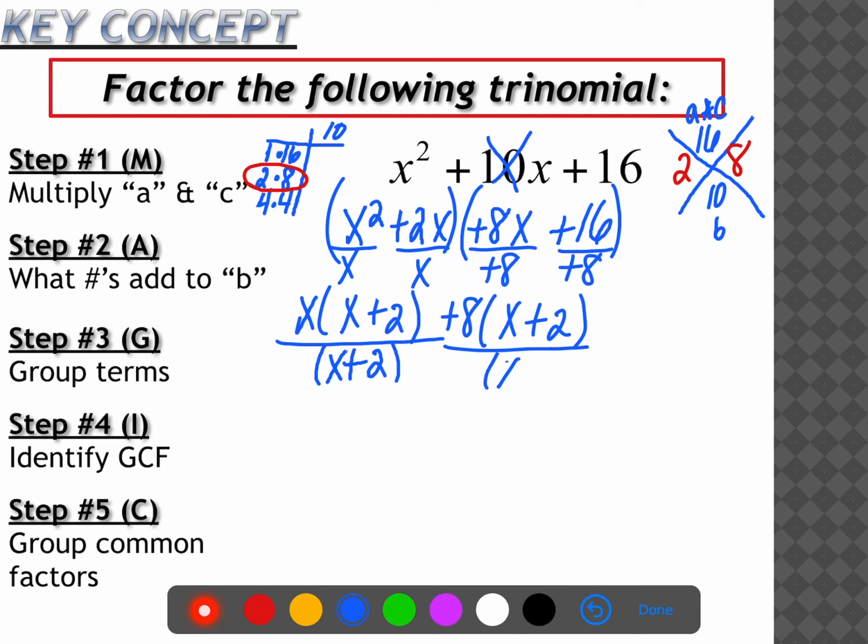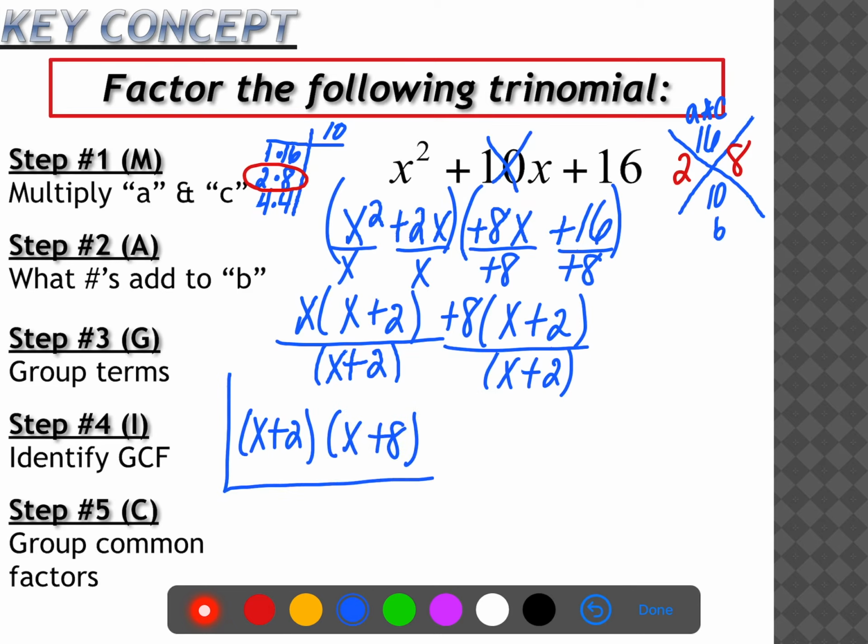Okay, so we want to make sure we are showing all of the steps for grouping. That is my final answer. I could FOIL that and get back to x squared plus 10x plus 16, and I know that that would be the correct answer then.